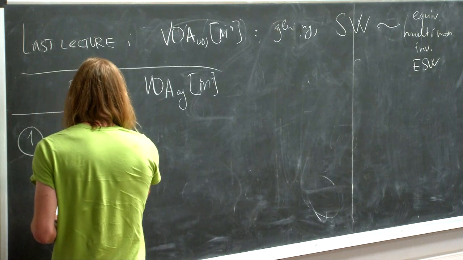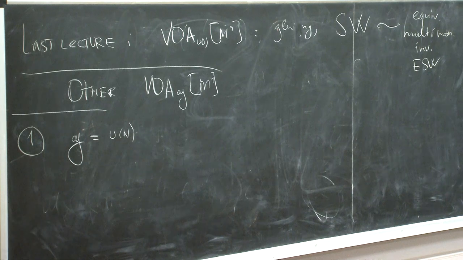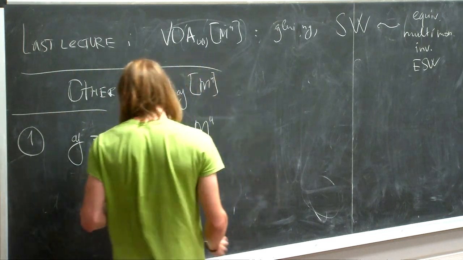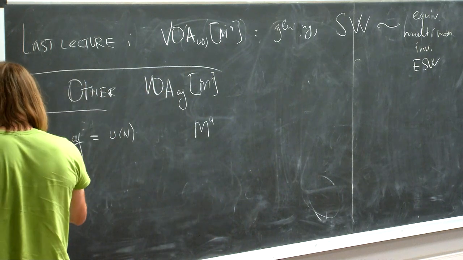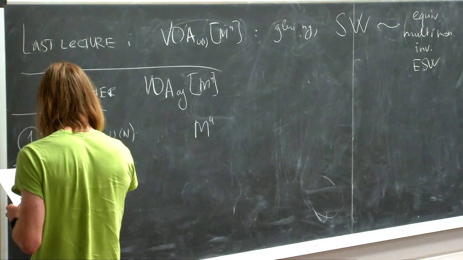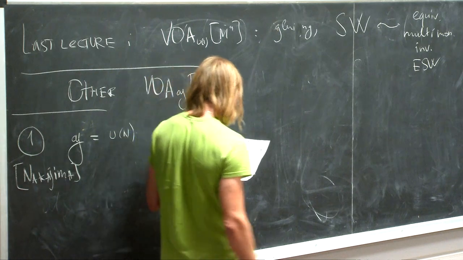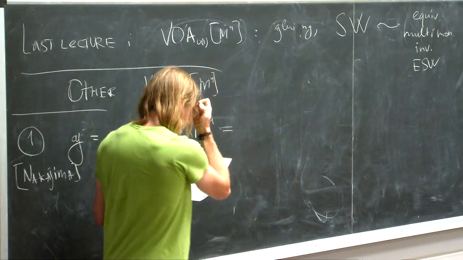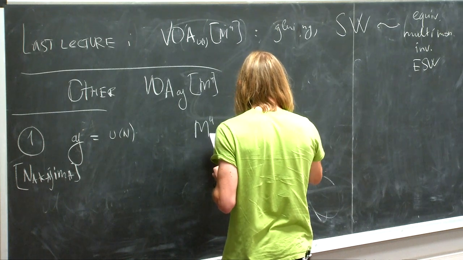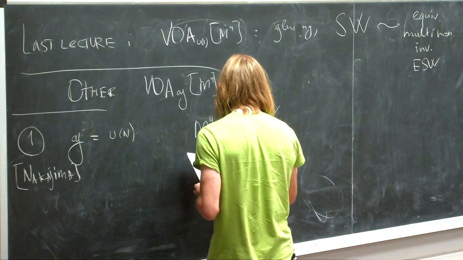consider the case when the Lie algebra is U_N, and so this is an example essentially due to Nakajima. And so the four manifold will be a resolution of an ADE singularity.